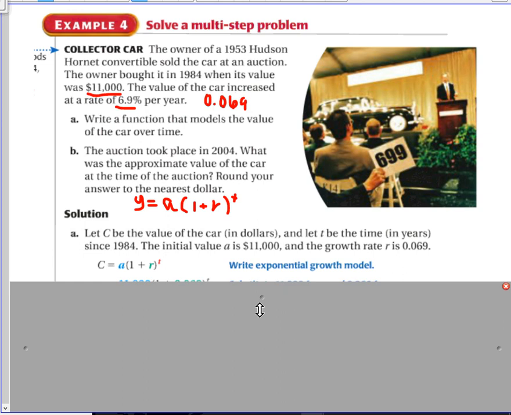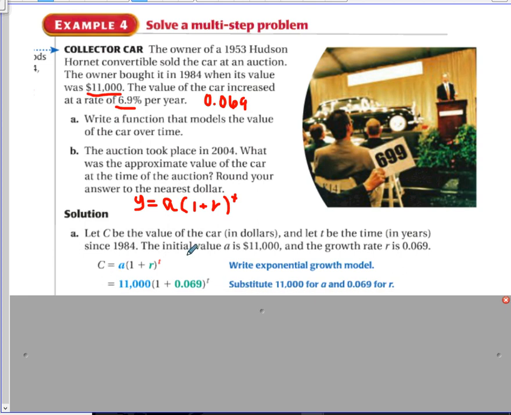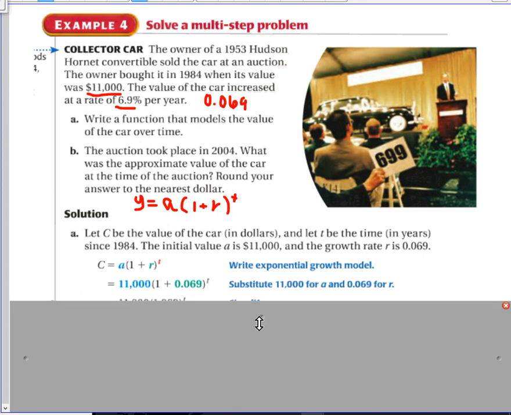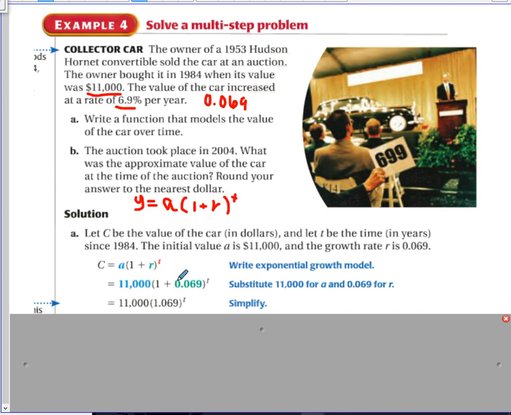All right, so the first thing I'm going to do is plug that into my formula. If you look down here, I plugged in all my information. I don't know in A what the time period is, so I'm going to keep t as just t. Add my 1 plus 0.069, and this right here is going to be my formula. And you would even want to put, they put C, you can put y, whatever you want to choose for that. It's fine. So that would be part A.